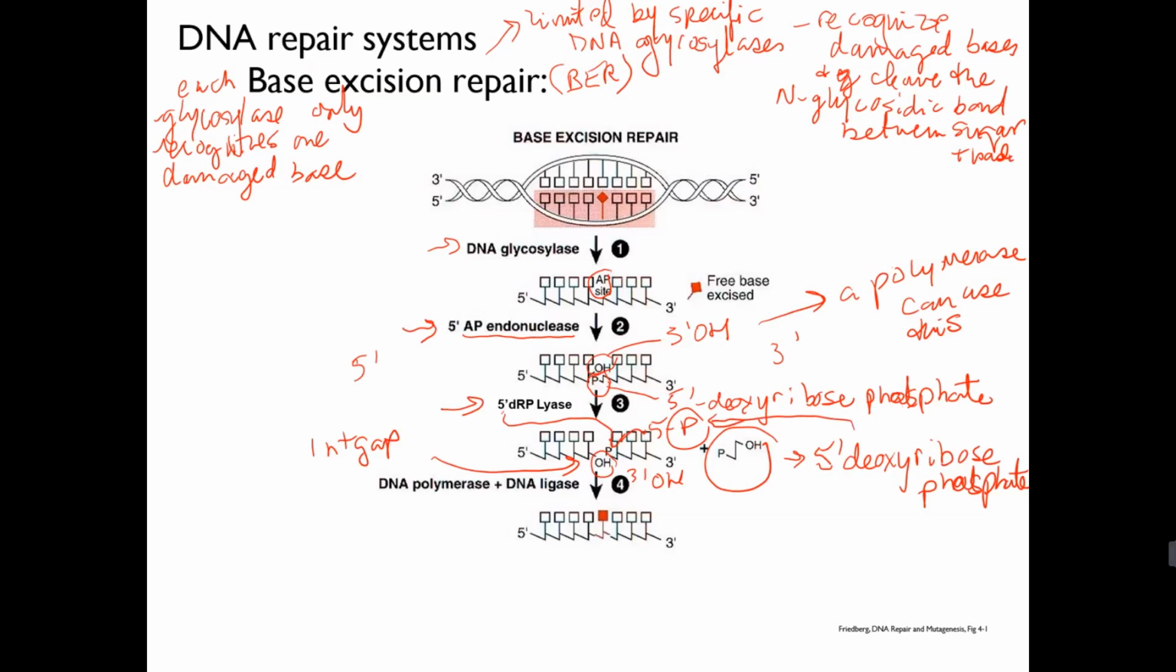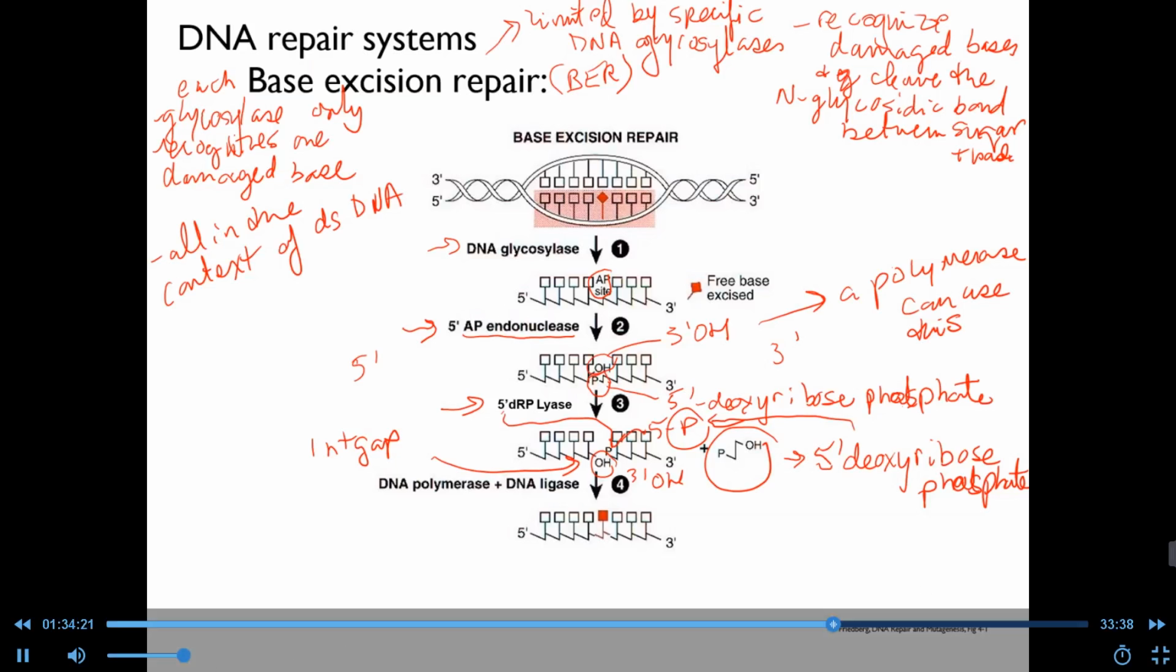And keep in mind that although I'm showing this all in the context of a double strand, this is all in the context of double-stranded DNA, right? So this 1 nucleotide gap is then annealed to the template, and that encodes the correct information for resynthesis.